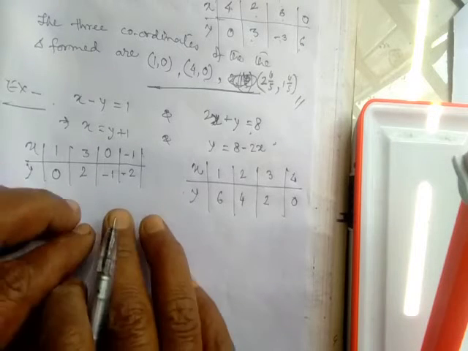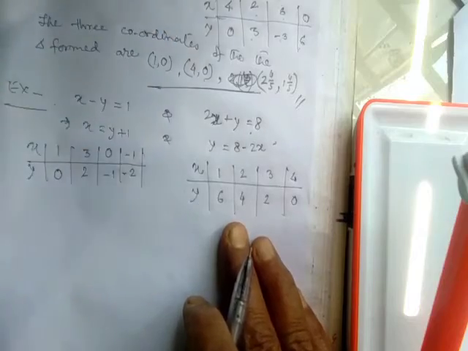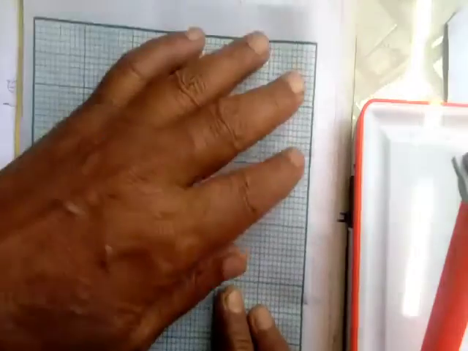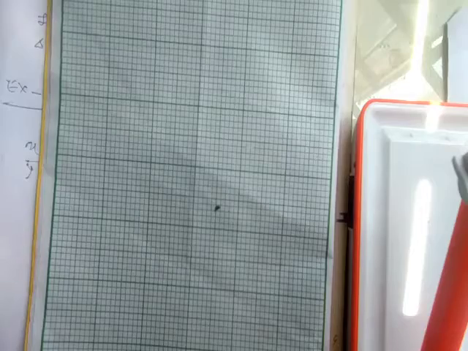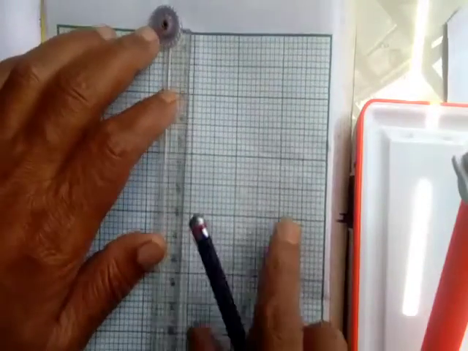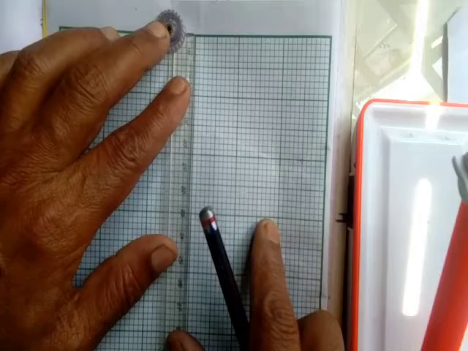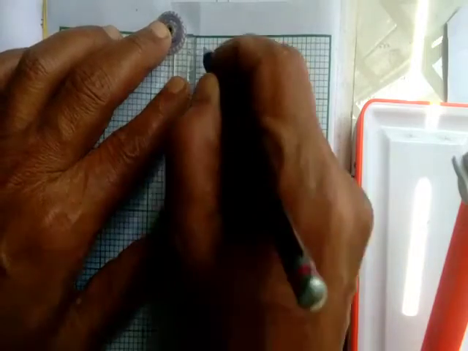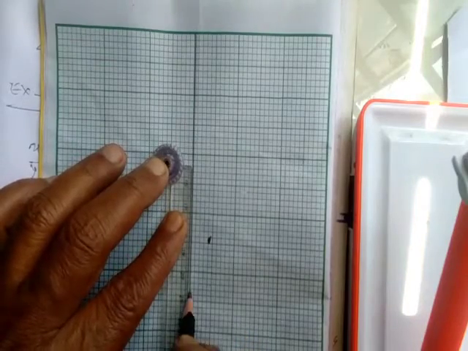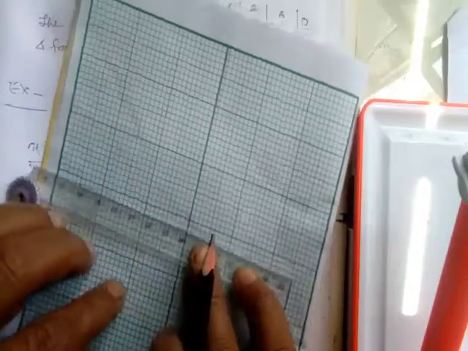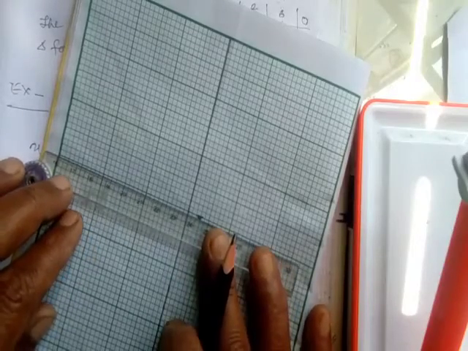Now, after finding the table like this, we will take the squared paper again, and as before, we will divide the squared paper into 4 parts using ruler and pencil. This is how I am going to draw the y axis and x axis. This is the y axis and this is the x axis.